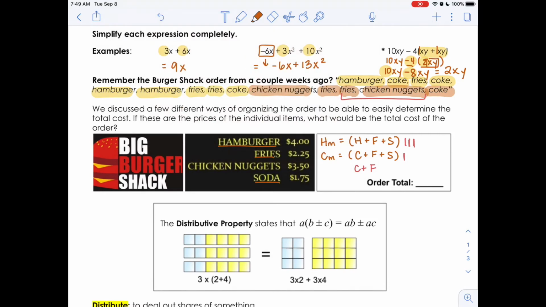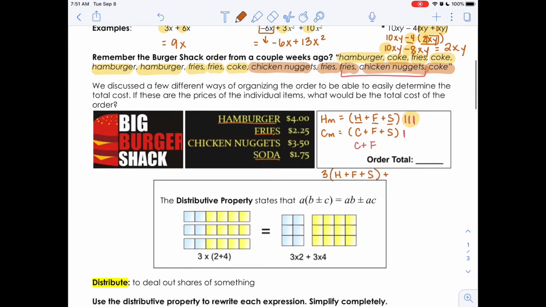How many hamburger meals do I have? Well, I have 3 hamburger meals, so I can write that like this. 3 times, and then what goes inside there is the hamburger plus fries plus soda. So I have hamburger plus fries plus soda. And then I'm adding on to that order. So those are my hamburger meals.